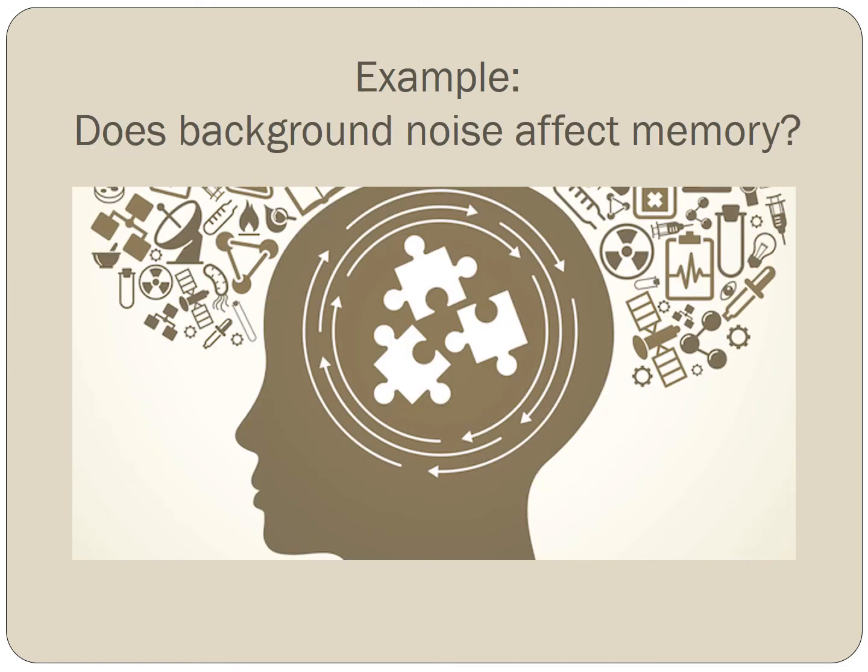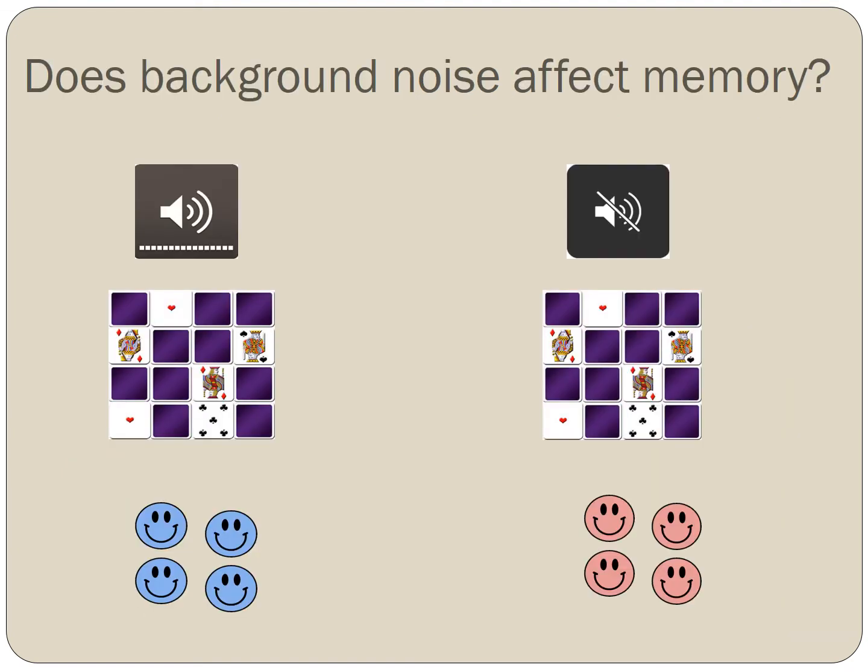So here's an example. Starting with the question, does background noise affect memory? In this particular study, and this might be pretty relevant to your lives right now, I'm interested to know if having loud music in the background affects my ability to study, or people's abilities to study. So for my study, my independent variable is loud noise in the background, yes or no, and my dependent variable is performance on the memory test.